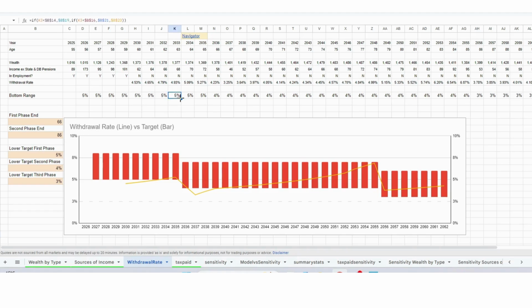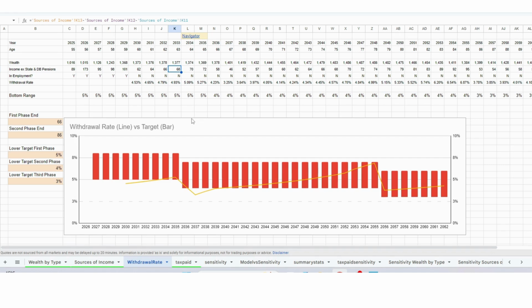The withdrawal rate looks at the percentage of your wealth that you take each year, and it's calculated by dividing what your wealth is by the income that you're taking, excluding anything coming from state pensions or defined benefit. So this ties in with the 4% rule, which says that you only have a 5% chance of running out of money if you take 4% of your wealth each year indexed with inflation. But what you can do is squeeze more money than that.